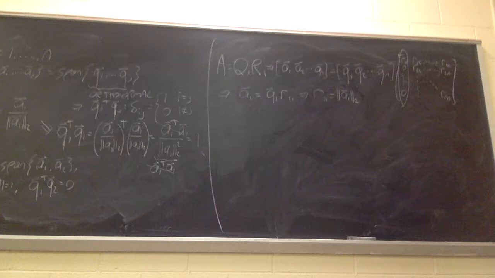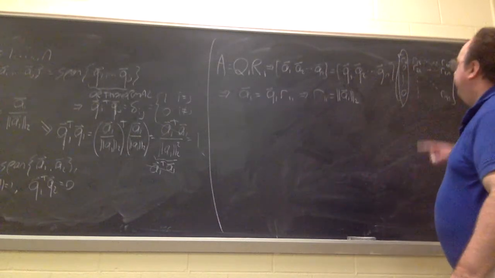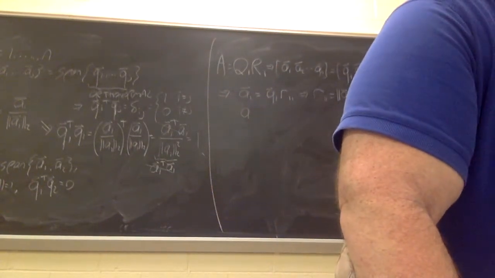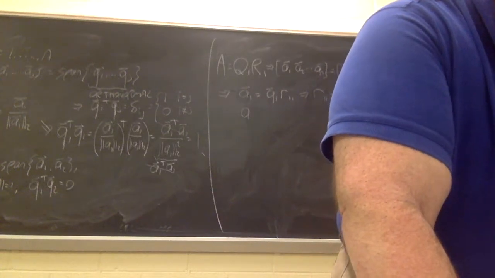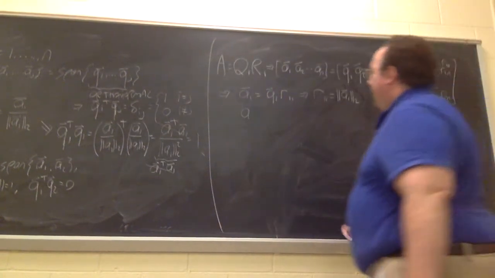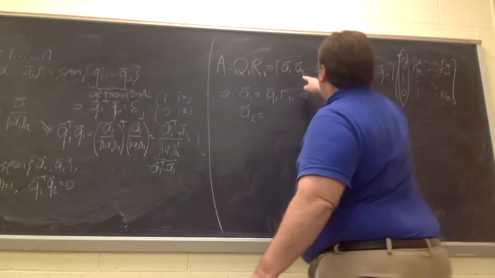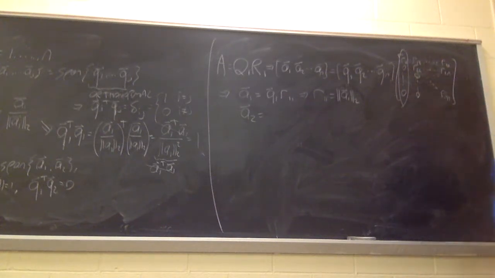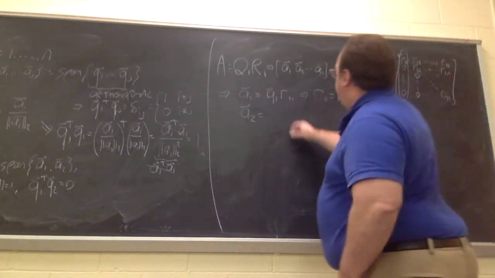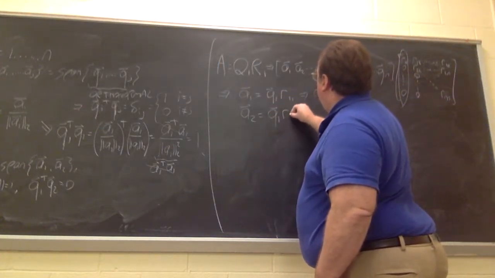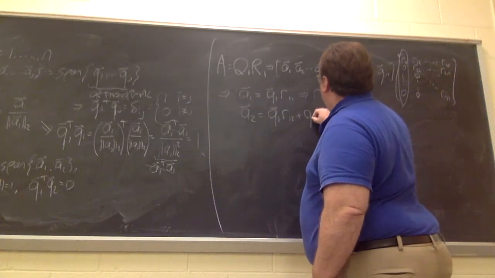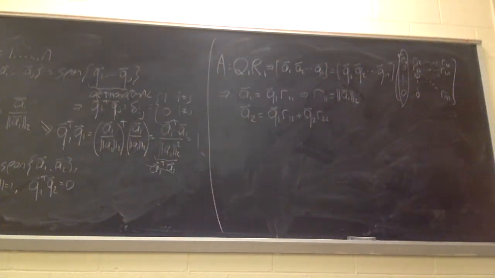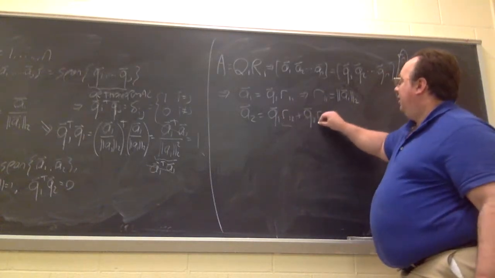Now, I can go to the second column. I should have done this from the beginning, but whatever. Actually, did I do that in the book? Oh, yeah, I did. Silly me. Okay. A2, the second column of the left side, equals the second column of the right side, which is, again, all zeros except for the first two entries. So that's going to be Q1 R12 plus Q2 R22. So I need to solve for these.